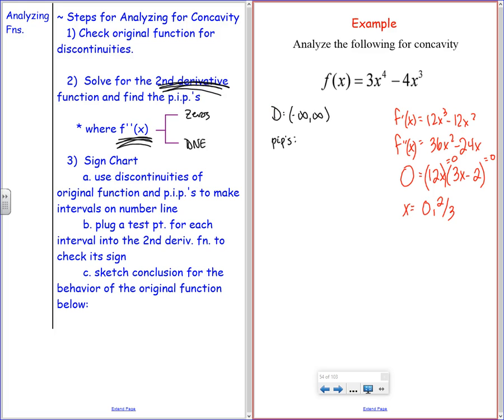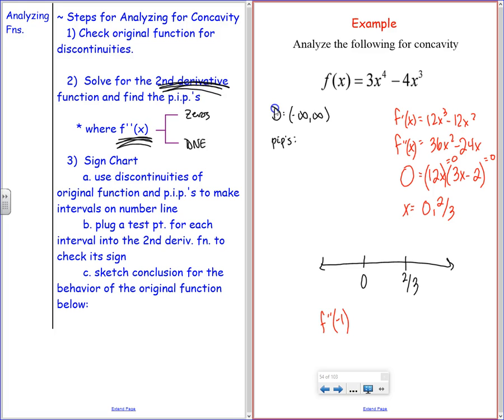Kiddos, do you see a sign chart as step 3? Yeah. Cool. But instead of putting crits in for concavity, we're putting pips in. So we're going to go ahead with domain, all real numbers, so forever left, forever right. That's why the arrows are headed both ways. Let's throw in 0 and let's throw in 2/3. To the left of 0 is easy. Let's check f double prime of -1.